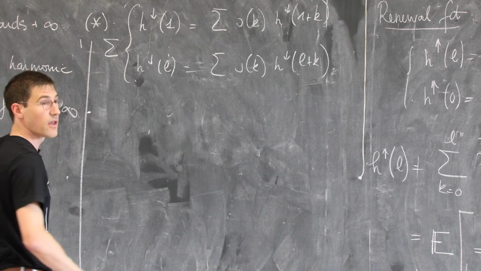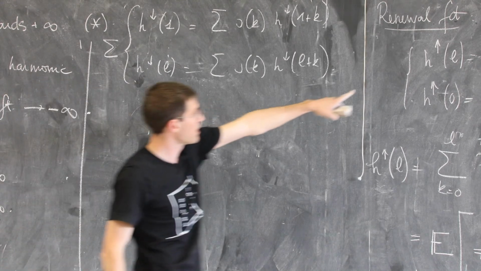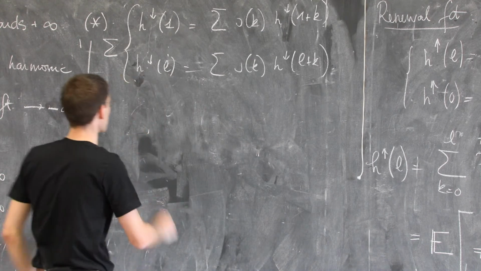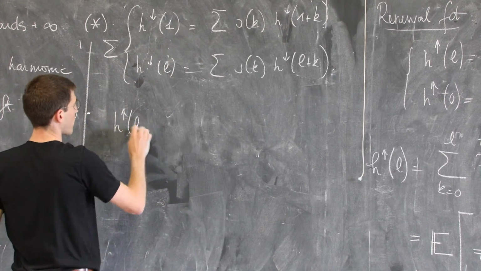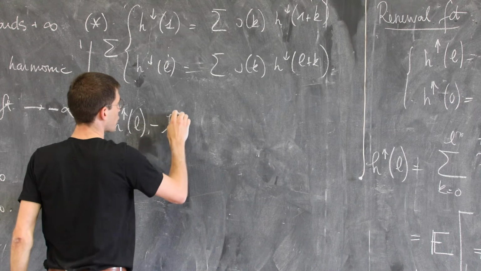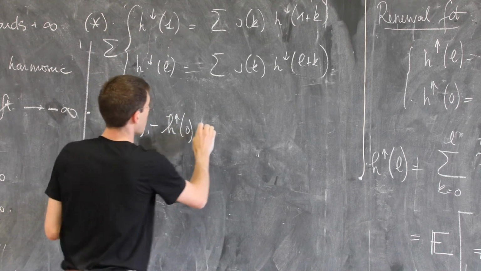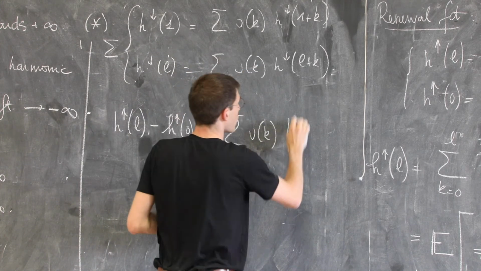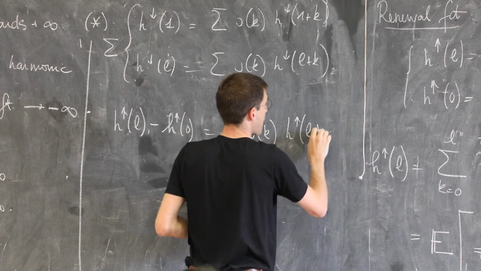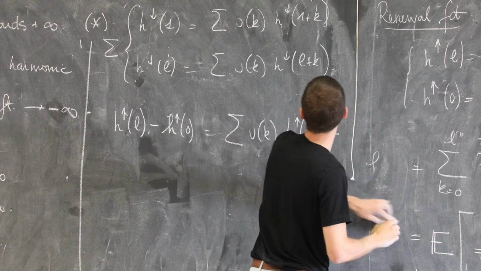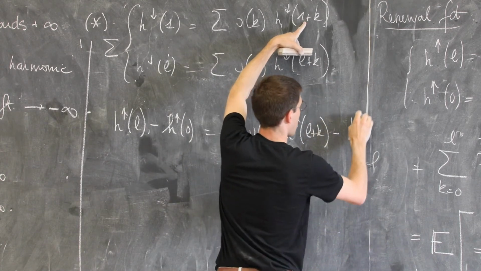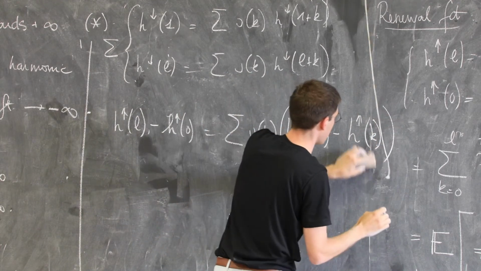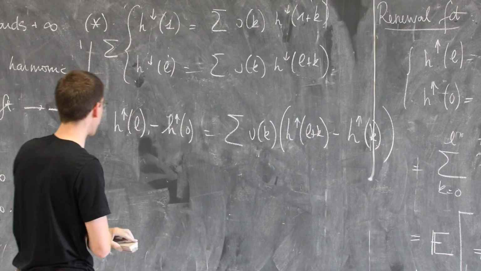I sum. So if I sum, what do I get? I get exactly the renewal function at L minus the renewal function at 0, which is missing here. And what do I get on the right-hand side? Nu of k, and the renewal function at L plus k minus the renewal function at k, because that's the one missing. All right?